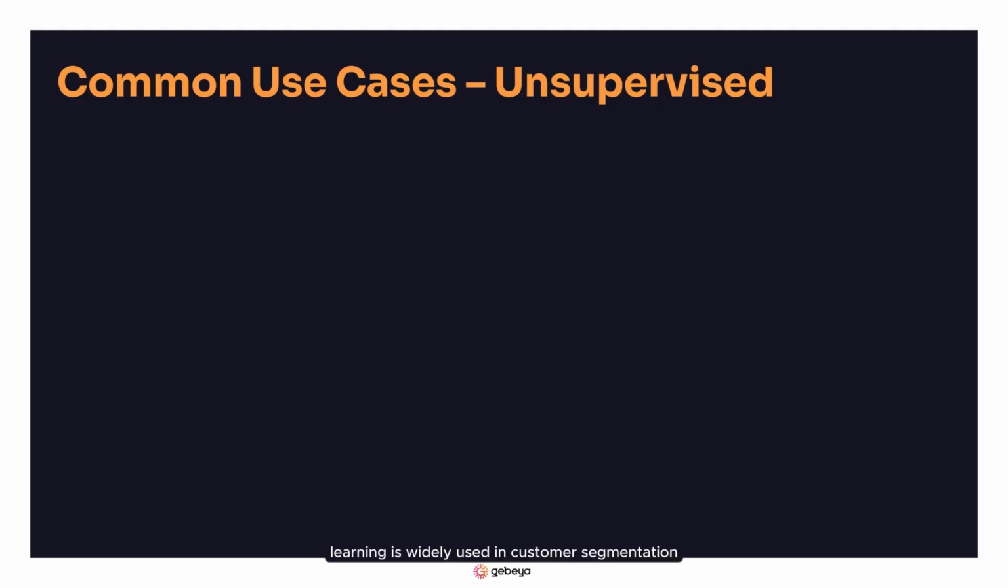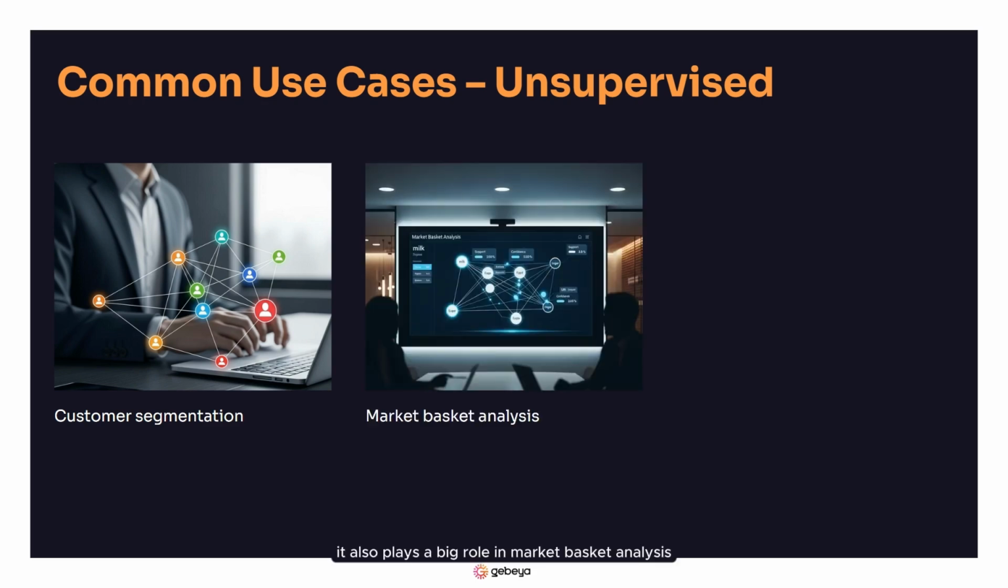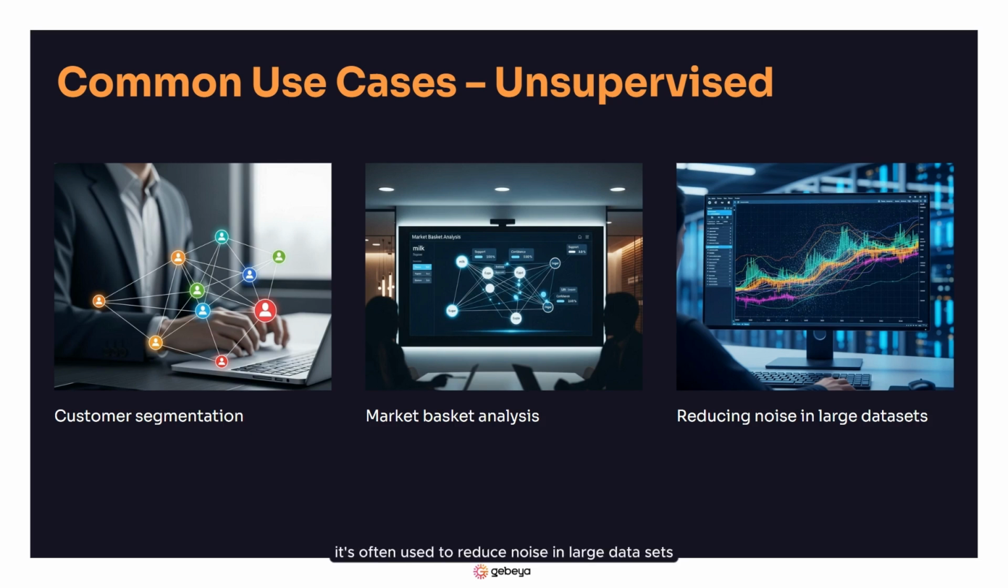Unsupervised learning is widely used in customer segmentation, grouping customers based on similarities in their behavior or preferences. It also plays a big role in market basket analysis, where retailers find which products are often bought together. And in data science, it's often used to reduce noise in large data sets, making the data cleaner and easier to work with for other tasks.